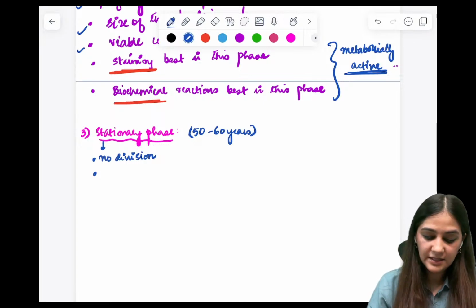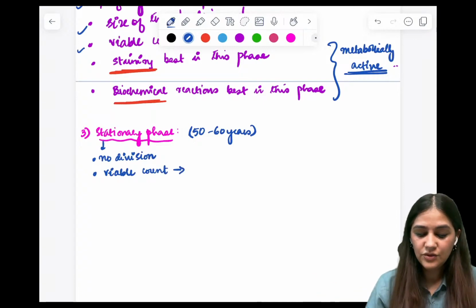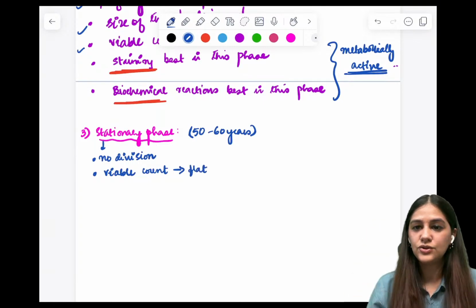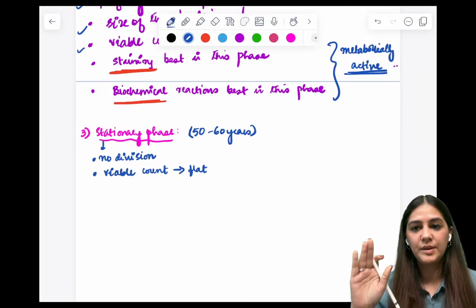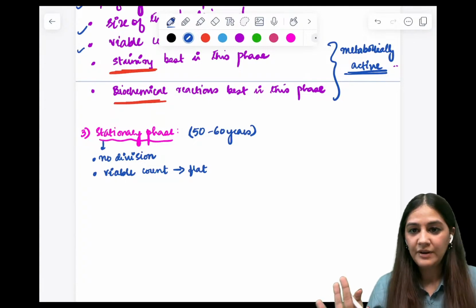What is the next thing that is happening? What is going to happen to the viable count? So division is not happening, right? But bacteria are still living. So viable count here is going to be flat. It's not increasing, it's not decreasing, it's just flat. So people are living, but no new progenies. Division is not taking place. So viable count here is going to be flat.